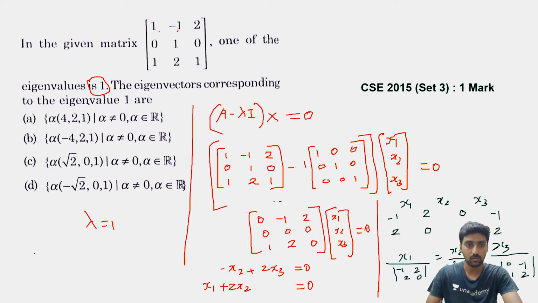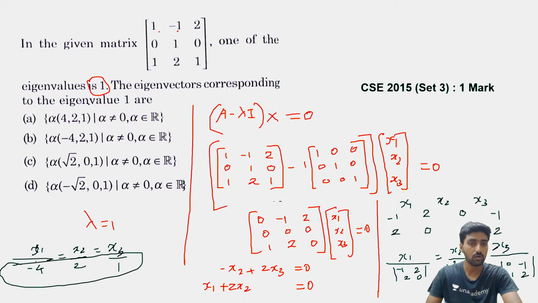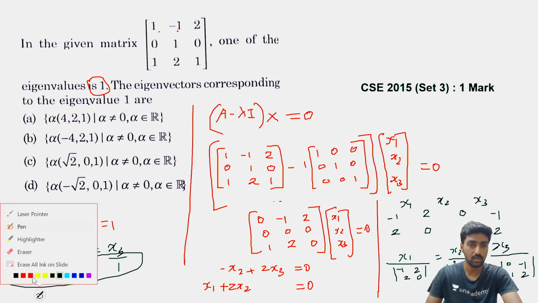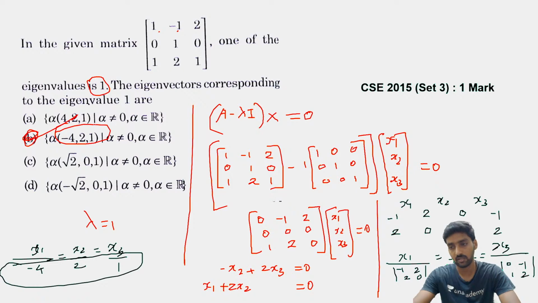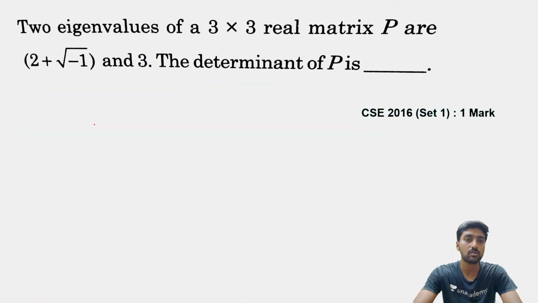Now what will be the value? x1 divided by minus 4, x2 divided by 2, x3 divided by 1, that is minus 4, 2, 1. So minus 4, 2, 1 is available in the options, so it's option B. Minus 4, 2, 1 is the right solution for this question. Okay. Now one more simple question.